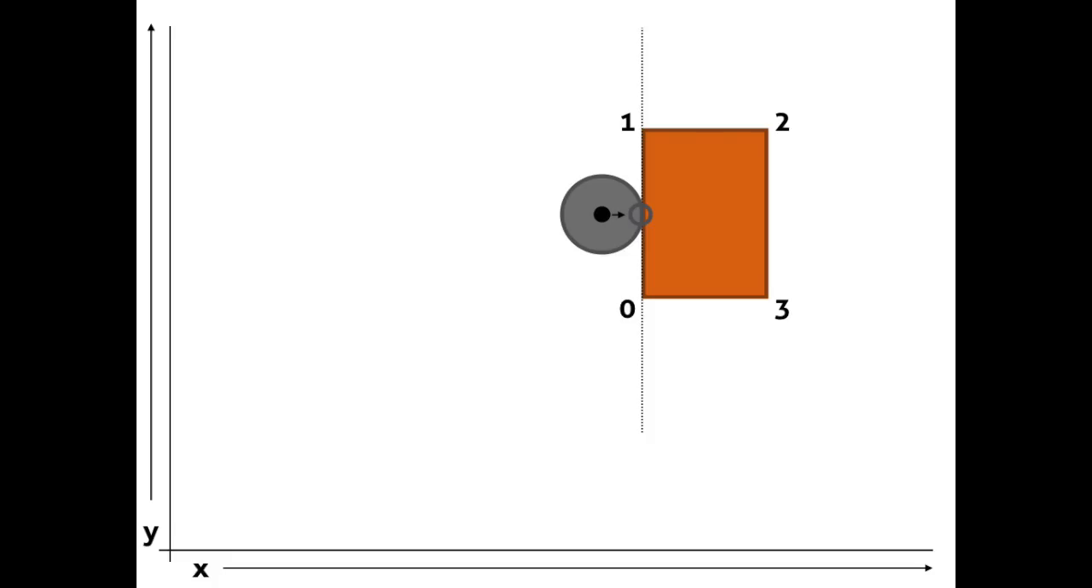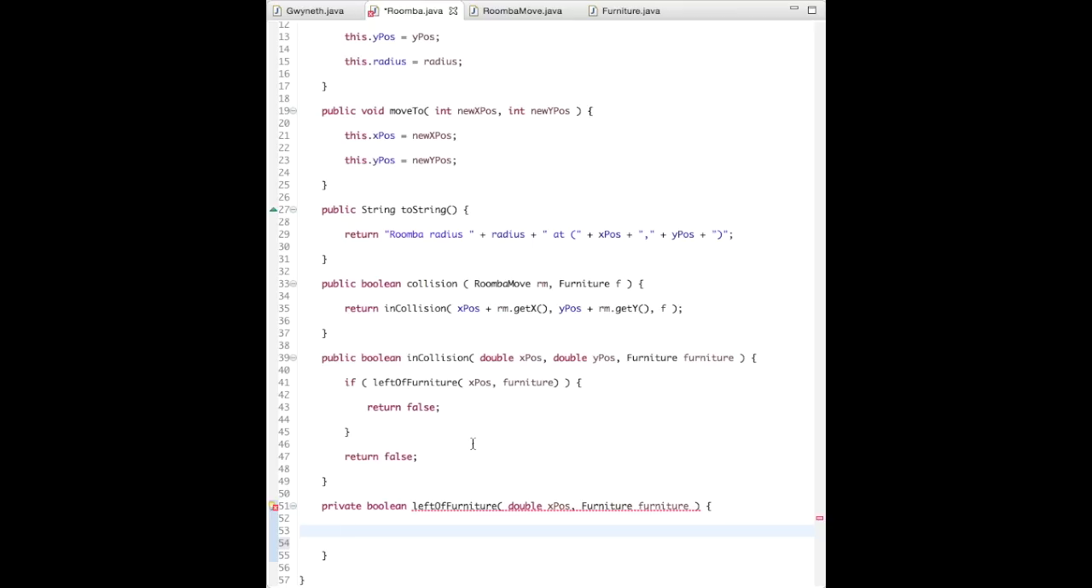Now I need to think about achieving the system that I talked about before, where I want to see if a Roomba is left of a piece of furniture. It's actually reasonably simple. I simply take the current X position of the Roomba, I add the Roomba's radius, and then I want to see, is it less than or equal to the furniture's left-hand side?